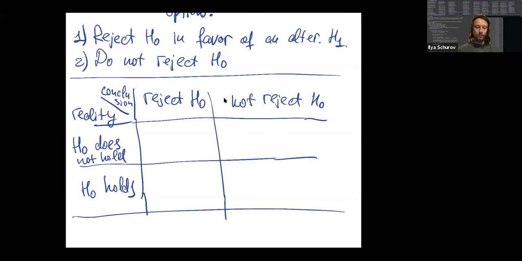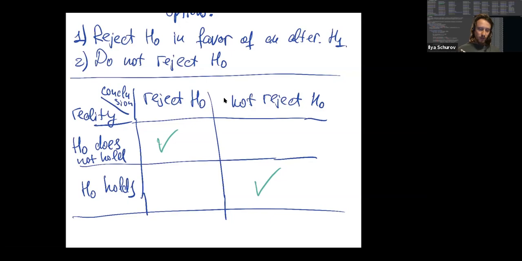So there are two ways that we can be correct. We are correct if we reject null hypothesis when null hypothesis does not hold. And we are correct if null hypothesis holds and we do not reject null hypothesis. And we are wrong in two other cases.